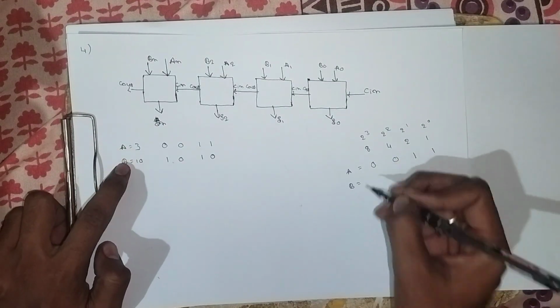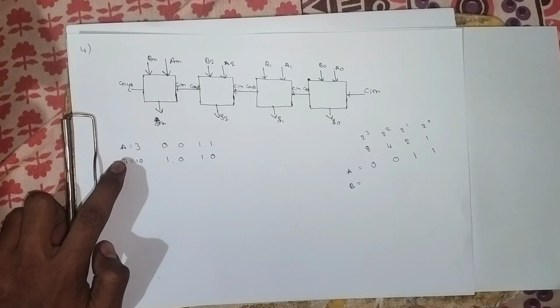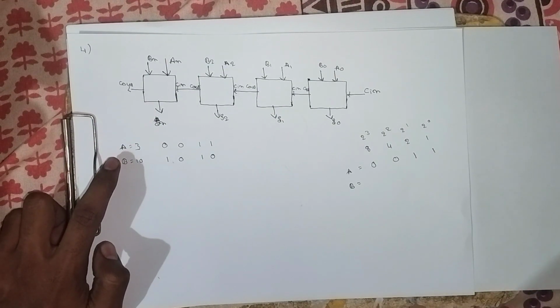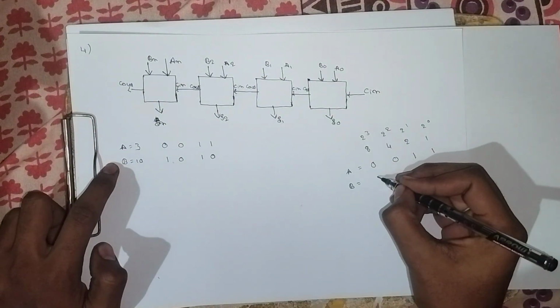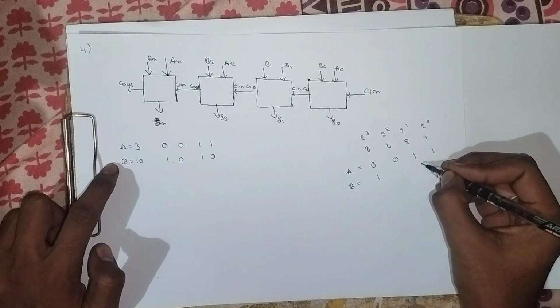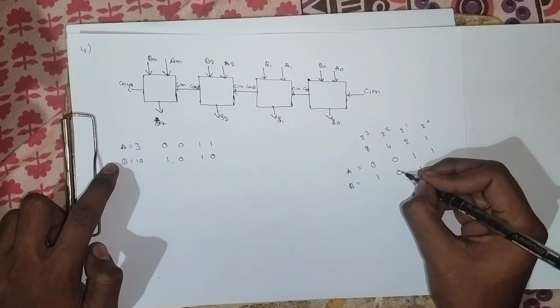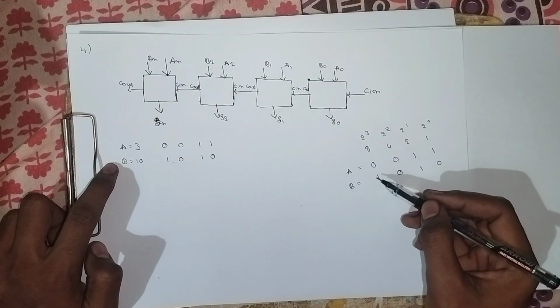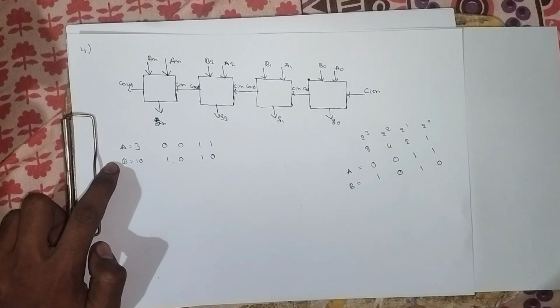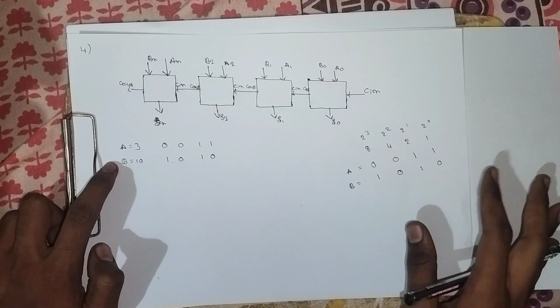For getting 10, that is B, we have to add 2 cube, that is 8, and 2 to the power of 1, that is 2. The remaining become 0, so that becomes 10. So this is the method to write any number in binary form.